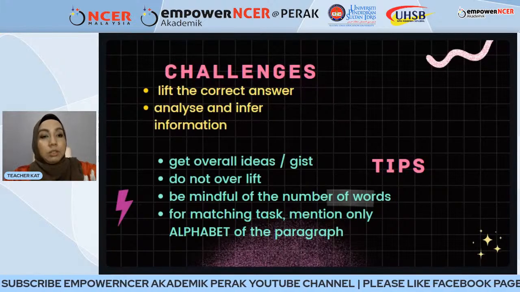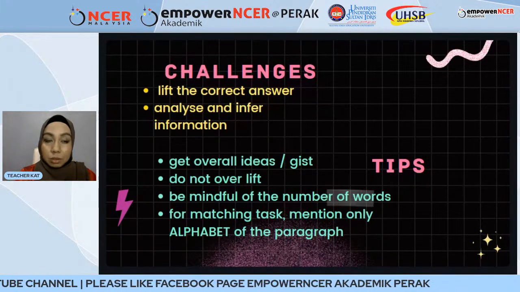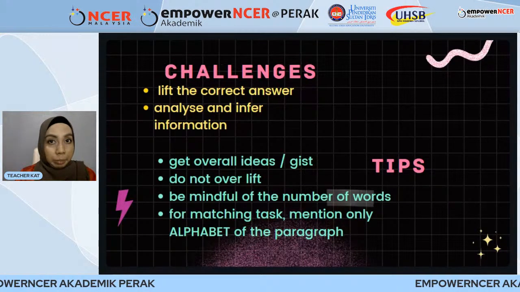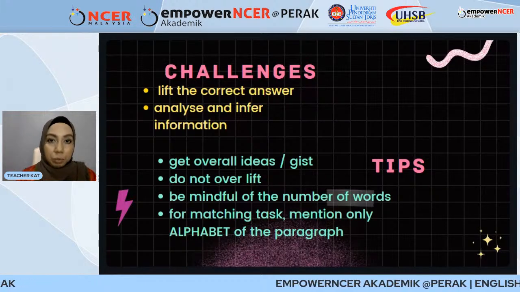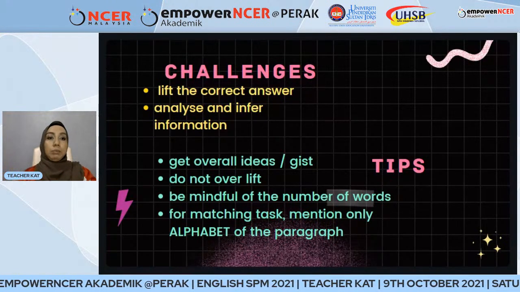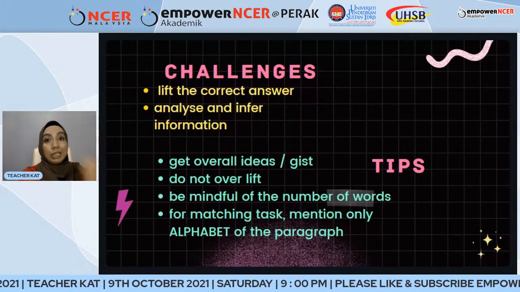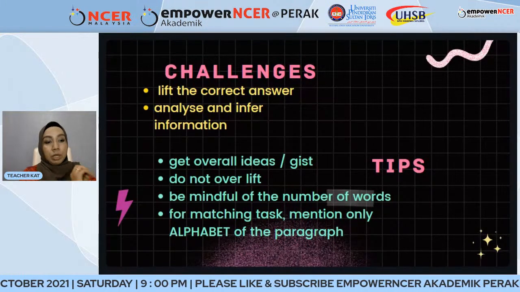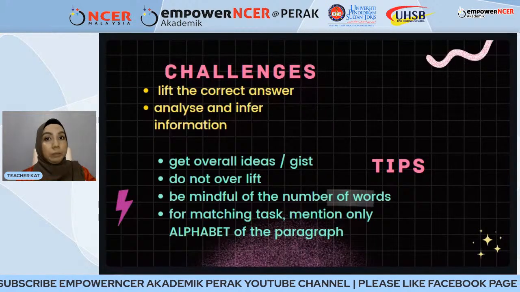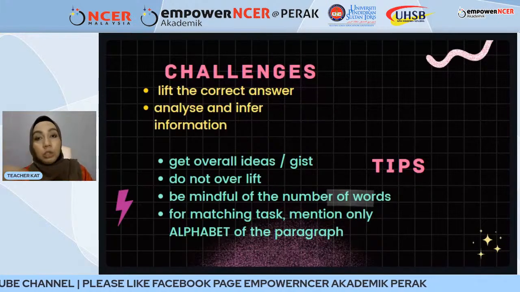Next, you need to analyze and infer the information. The information given in the text, you analyze it, and this one is for the second part of the question. Remember, I told you for part 5, the matching and information transfer, there are two parts. The first part is the matching, and the second part is the information transfer. So this one is for the information transfer. You analyze the text, you understand the meaning of the text, and after that you need to infer the information, you need to transfer the information from the text into the questions.